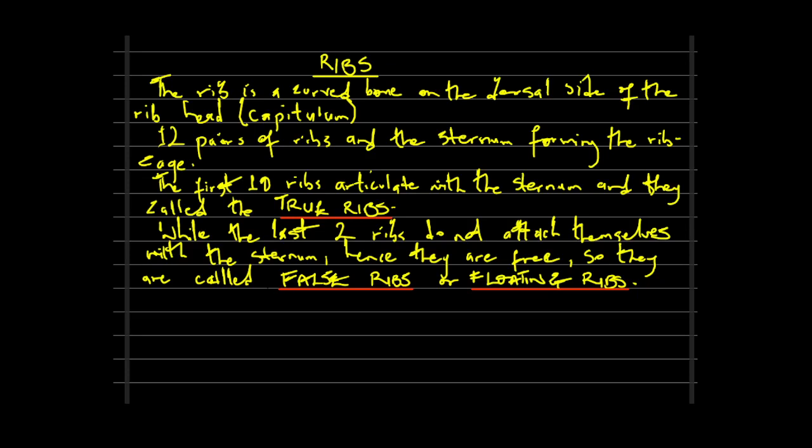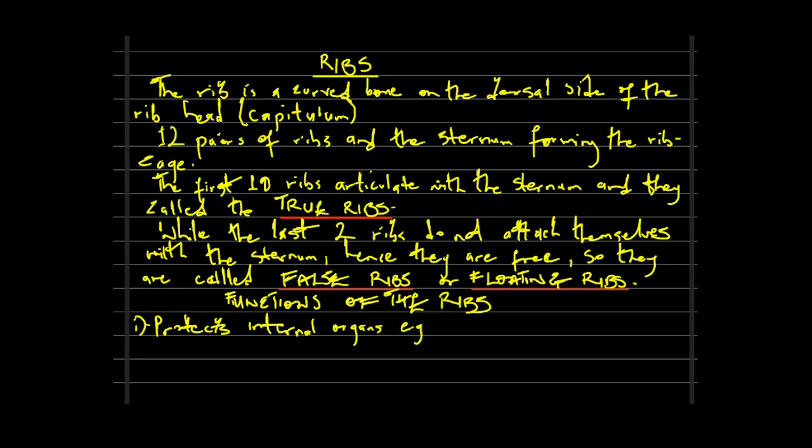So now, the functions of the ribs. The first function is that the rib protects internal organs, e.g., the heart, the lungs, the liver, etc. So that is one of the functions of the rib cage.